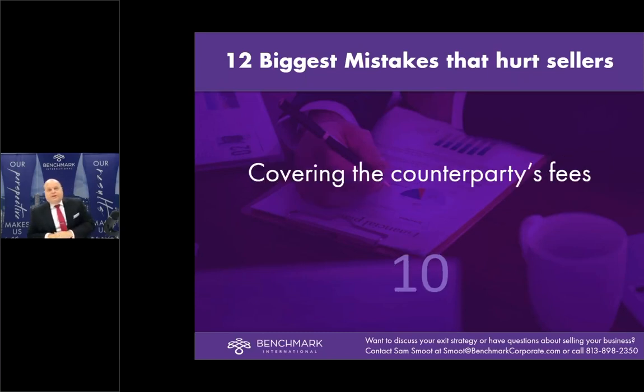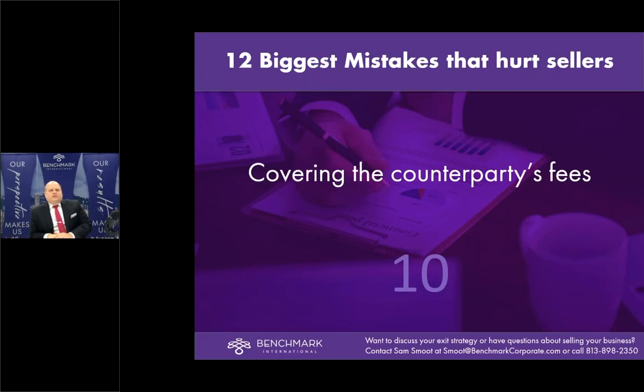Number 10, covering the counterparty's fees. Sellers should not pay the buyer's fees. Sometimes the buyers will try to get the sellers to cover their fees or half their fees of this part or that part. They're the buyer. They're the people bringing the money. You're bringing the company. You're going to have your own expenses. Their expenses are going to be large by your standards. The cost of quality of earnings is probably far more than you expect it to be. So if you agree to pay half of the quality of earnings, you're probably going to get some sticker shock from that.